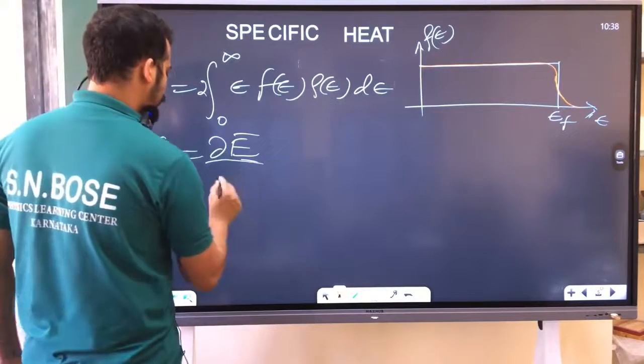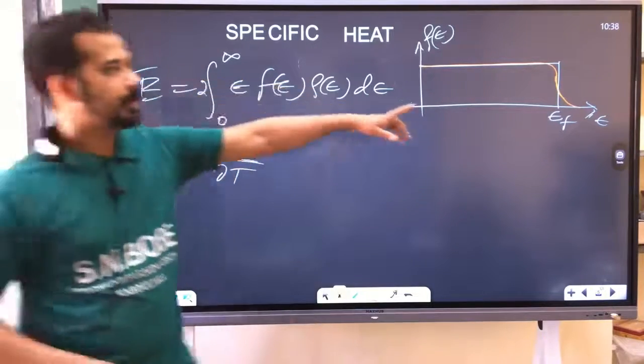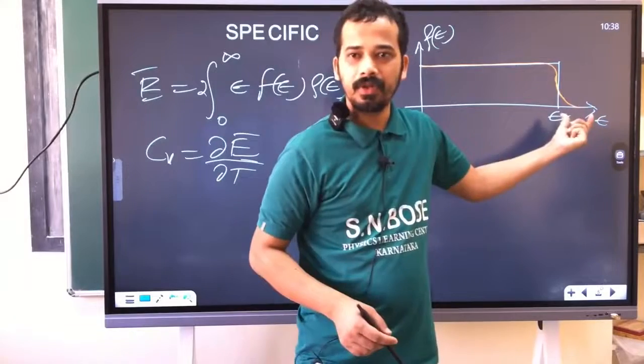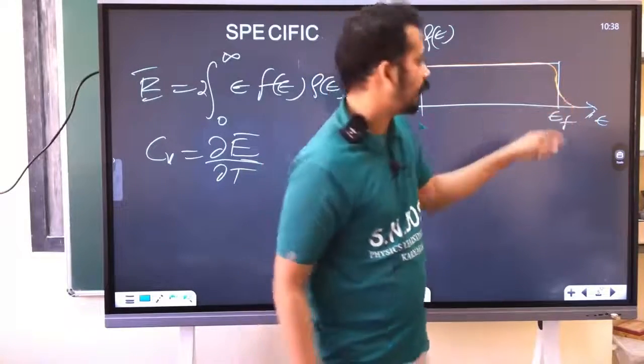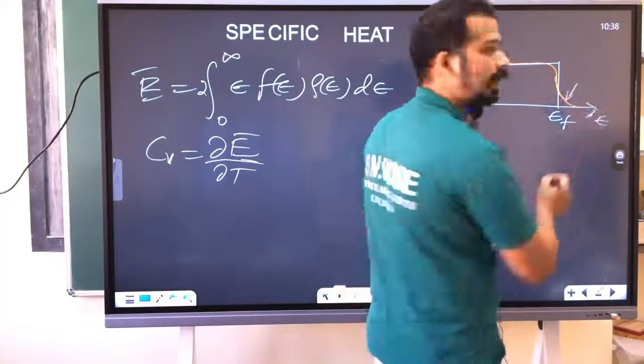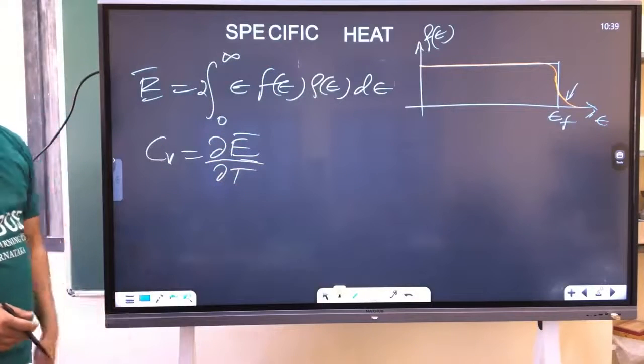Dou E bar by dou T. You need to do this one actually, okay. But I think we did some jugad idea here. Am I right? We found what is the fraction of the electron that will contribute to specific heat. That fraction of the electron behaves like a classical particle. He has done some jugad idea to show that one, okay.